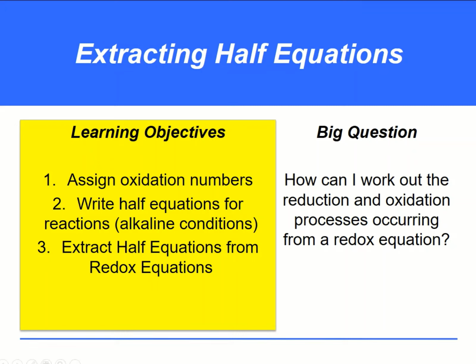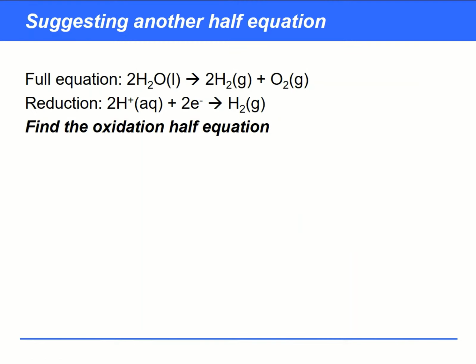Welcome to this video on extracting half equations. The question we're addressing here is how can I work out reduction and oxidation processes occurring from a redox equation. So this is not constructing half equations from scratch. This is you've got a full redox equation and you want to know what the oxidation and reduction processes occurring are. There are basically two methods which we're going to go over in turn.